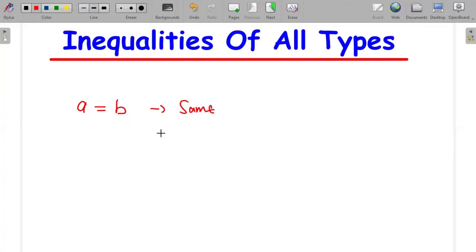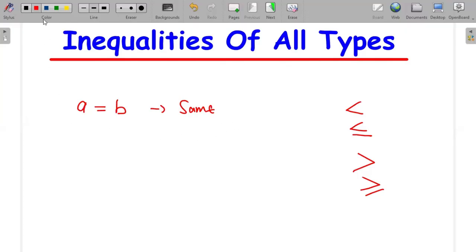Okay, so now when we come to the inequalities, we have four of them. We have the less than, the less than or equal to, the greater than, and the greater than or equal to. So what are these things? Inequalities are just used to check the relative sizes of the magnitude of what you have on the left and what you have on the right.